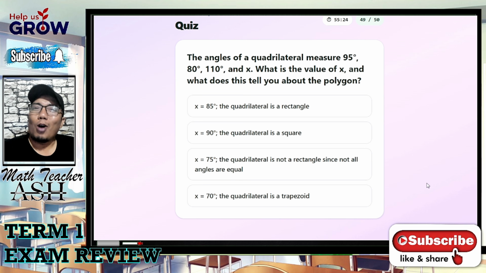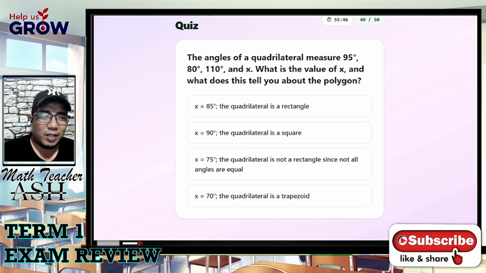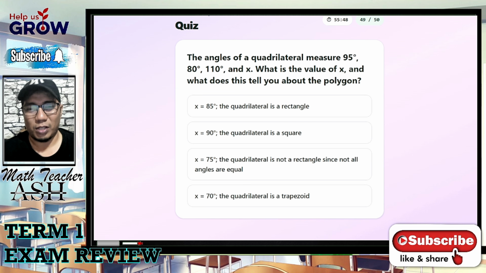Alright. Now, talking about rectangle and square, all of the angles for those quadrilaterals are 90 degrees. So the first and the second statement are already wrong. Among these, for the trapezoid, there are 2 types of trapezoid. We have the isosceles trapezoid and the non-isosceles trapezoid, the regular trapezoid.